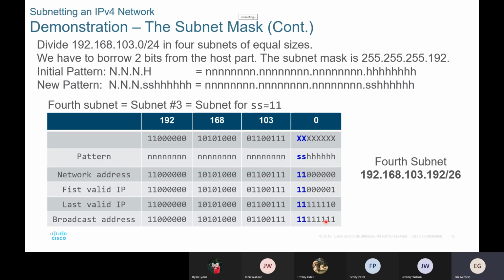How do I compute the broadcast address, which is the last IP address? I change all the host bits, the 6 bits, to 1. If I change them to 1, I get this binary number, and this binary number is 255. So for the valid range, since this is 192, after 192 we have 193. And since this is 255, the last valid is 254. So the valid range goes from 193 to 254. Okay?